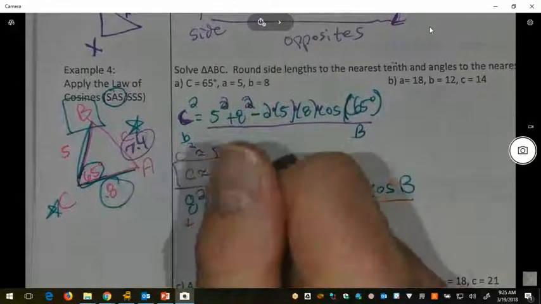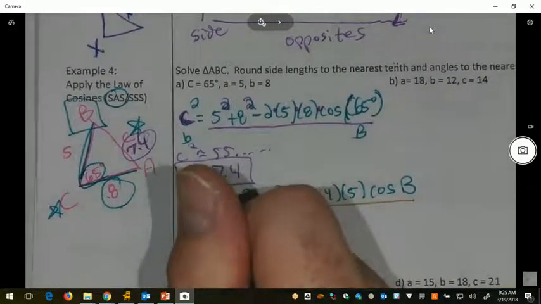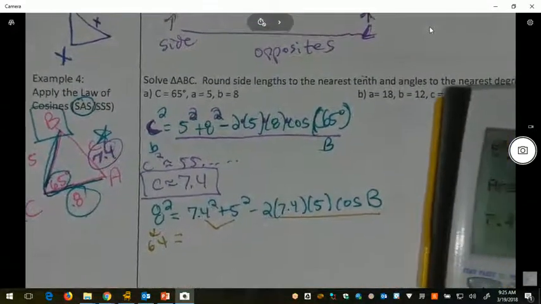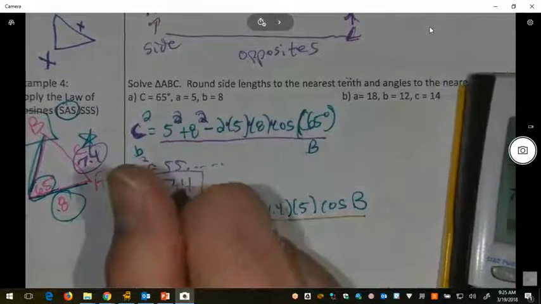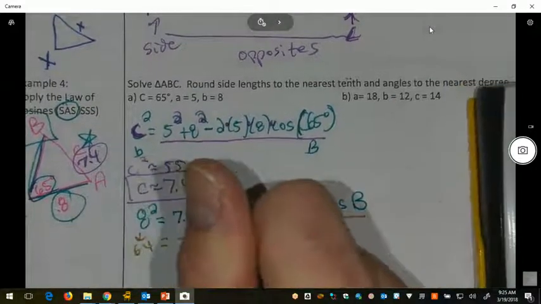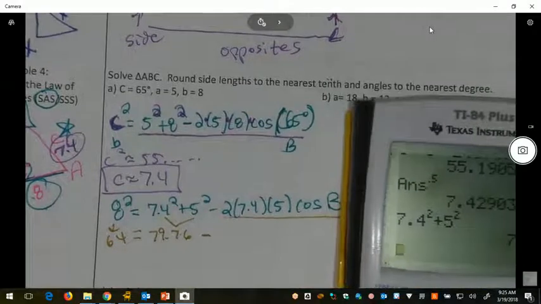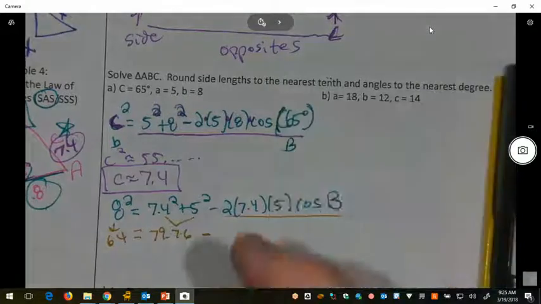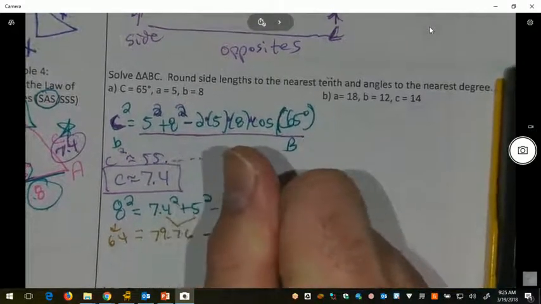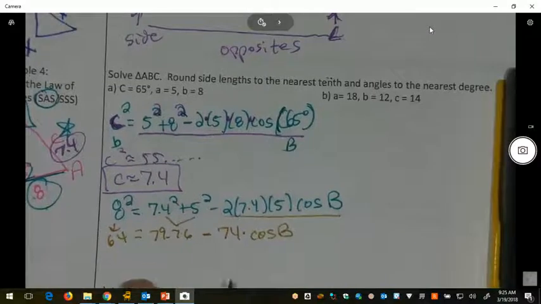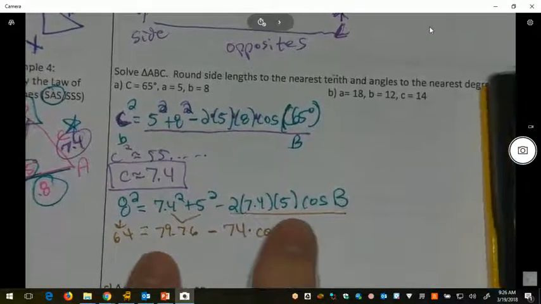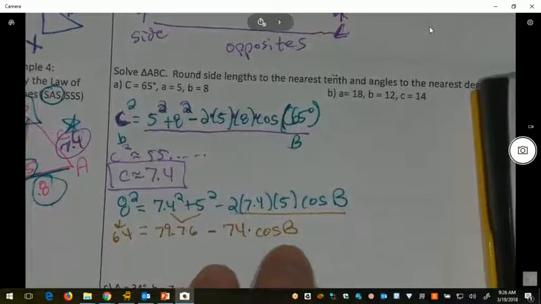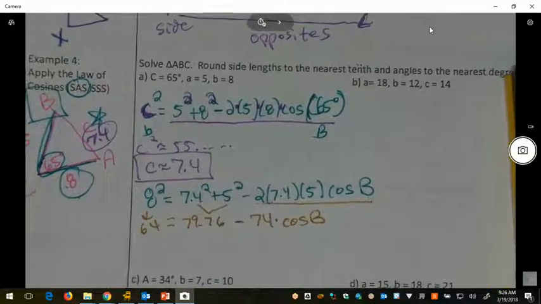I can't do anything with these numbers other than to multiply these three together. I can square this one, and I can square these two and add them up, just like I do with Pythagorean's theorem. So I have 64 equals 7.4 squared plus 5 squared, which is 79.76. My 2 times 7.4 times 5 is 74. Now the biggest mistake people make is they subtract these numbers. This is like 79.76 minus 74x. The 74 is connected through multiplication, so you cannot subtract these. Order of operations won't let you.